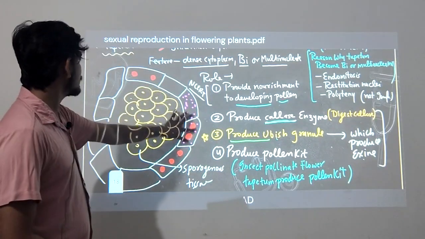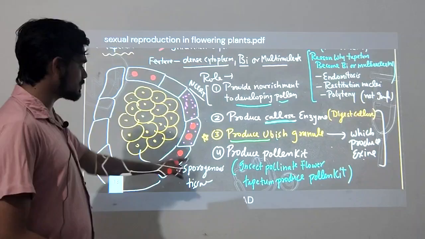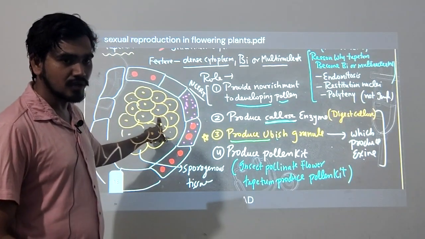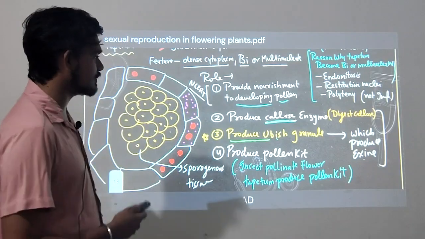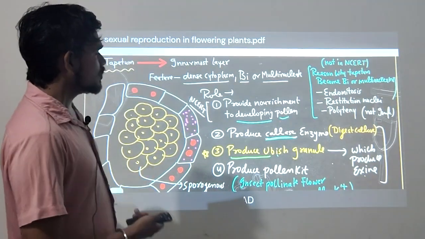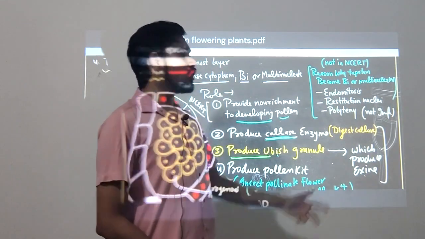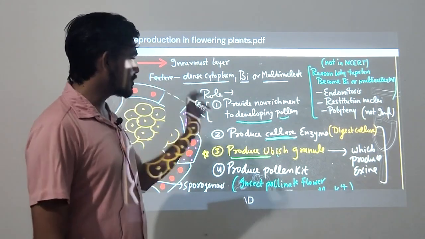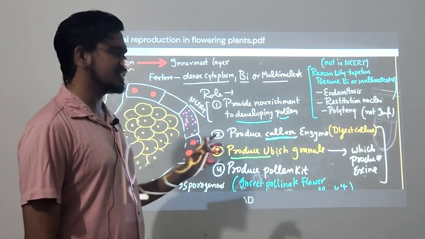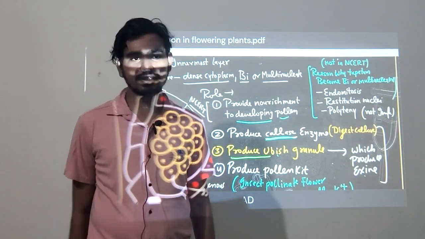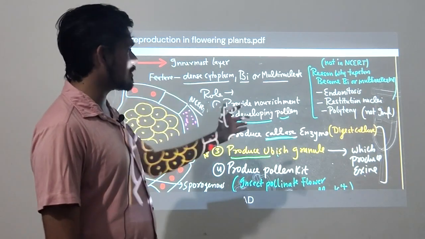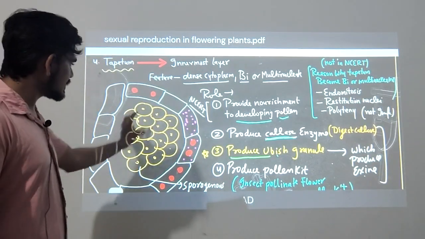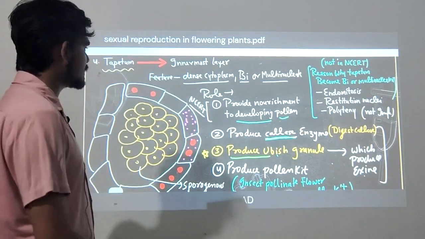So see, this one is the tapetum, and inside it we find the sporogenous tissue. Can you tell me the ploidy of the sporogenous tissue? 1, 2, 3. It's diploid, not haploid. Now the reason why the tapetum becomes bi- or multinucleated is endomitosis, restitution nuclei, and polyteny. It's not important until you go to higher classes, where you will understand polyteny, but because of endomitosis the tapetum is binucleated or multinucleated.